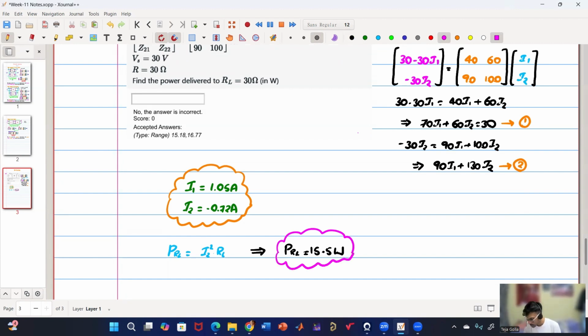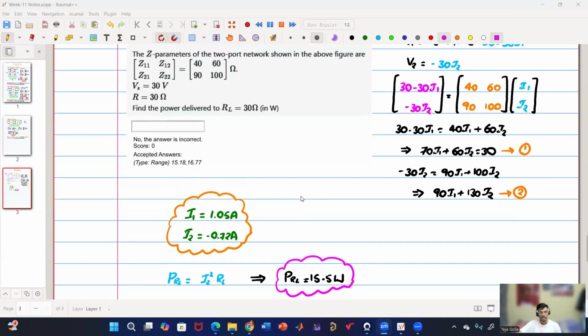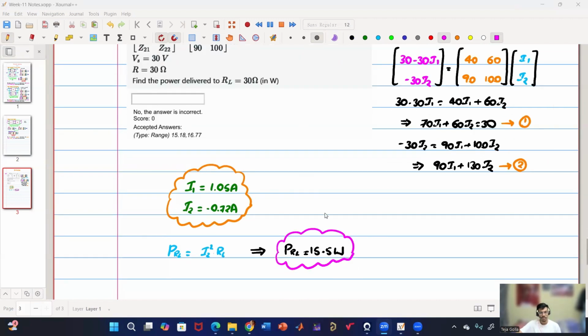What about others? I don't hear from any one of you. Parvatam, as well as Nandini, Shamita, Narsaya. Have you solved? Are you getting the same answer? So the answer is in the range. So I think it's fine. 15.5.